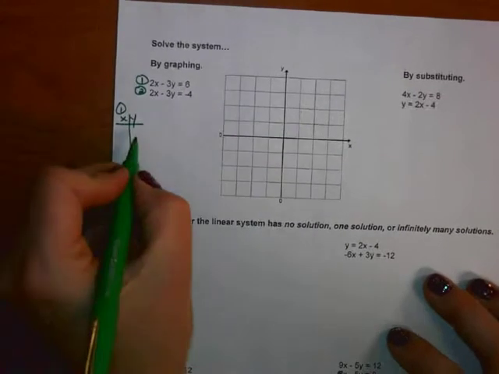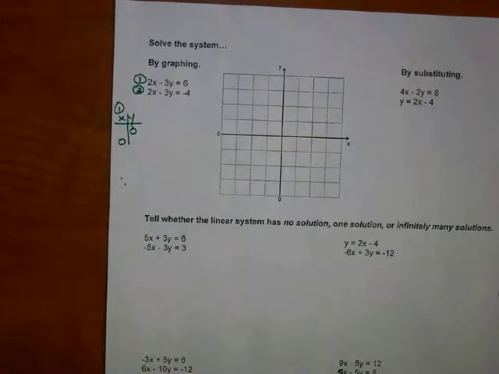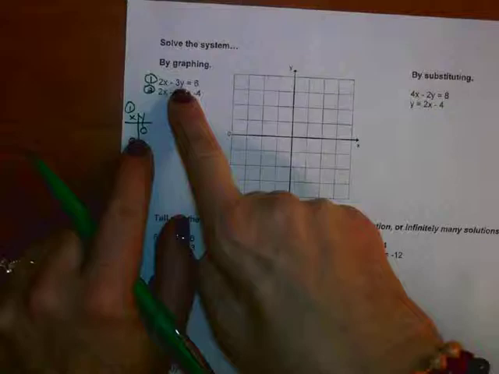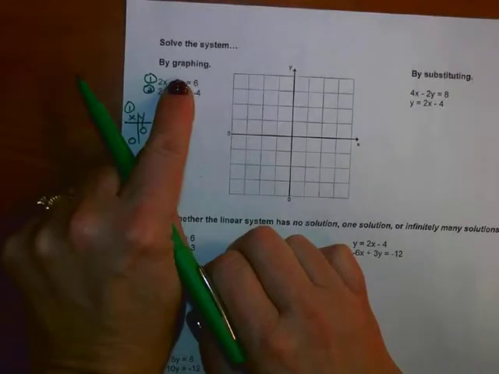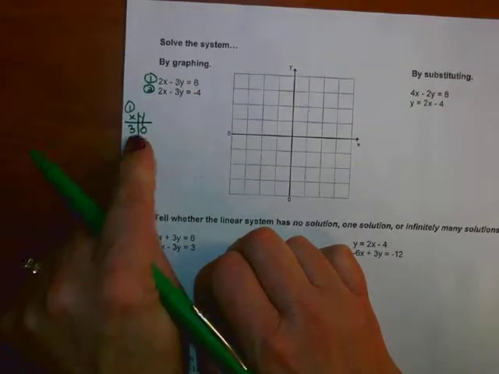Okay? So I'm going to put 0 for y and 0 for x, and I'm just going to come up with these 2 points. If I plug in 0 for y, that goes away, and then I divide both sides by 2. What is x when y is 0? 3. So I put 3 here. There's one of my points.